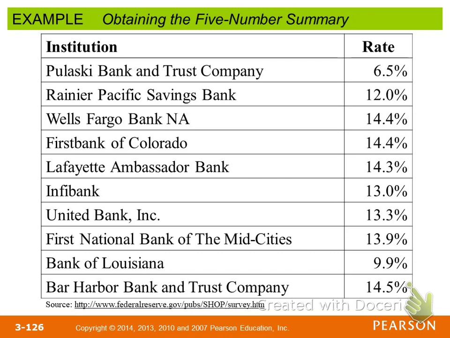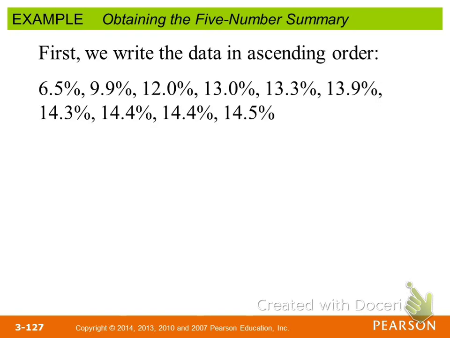What's the first step? Arrange them from least to greatest, all right? Determine the median, and then determine the middle of the lower 50% and upper 50%. So first write the data in ascending order. There are 1, 2, 3, 4, 5, 6, 7, 8, 9, 10 values. So we've got the top 5 and the bottom 5, and the median is right between the top 5 and the bottom 5. So what is the median going to be?